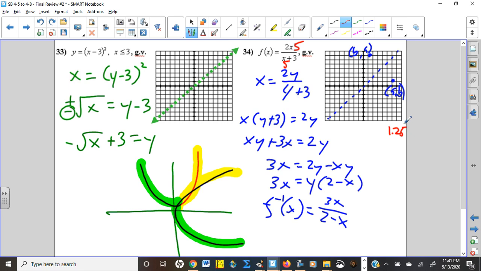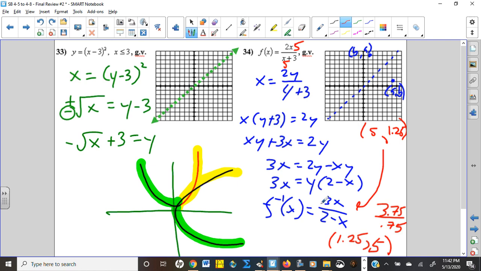So the point for our original function f was 5 went in, 1.25 came out. Now what this means is if I go down to my inverse function, I better get a 5 out if I put a 1.25 in. X's and Y's are switching places, which creates that inverse graph. So 3 times 1.25 would be 3.75, and 2 minus 1.25 would be 0.75. And I know this probably doesn't look as obvious to you as it does to me, but 0.75 goes into 3.75 exactly 5 times. And so we do get that relationship.